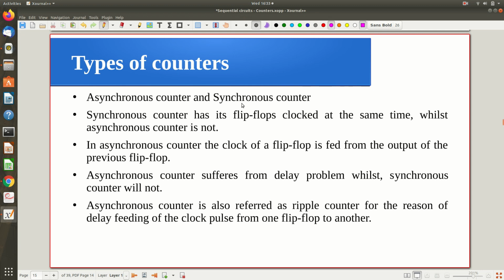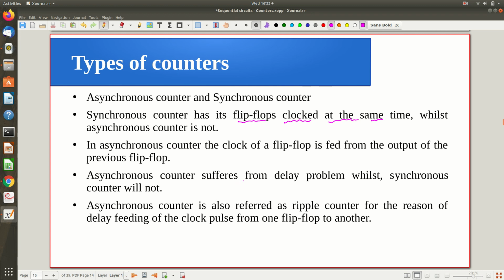If all flip flops are controlled by a common clock, it is called a synchronous counter. So what is a synchronous counter? A synchronous counter has all its flip flops clocked at the same time. If the flip flops are clocked at the same time, such a counter is what we call a synchronous counter. As the name says, it's synchronous: all flip flops are working in synchronism with the clock pulse.